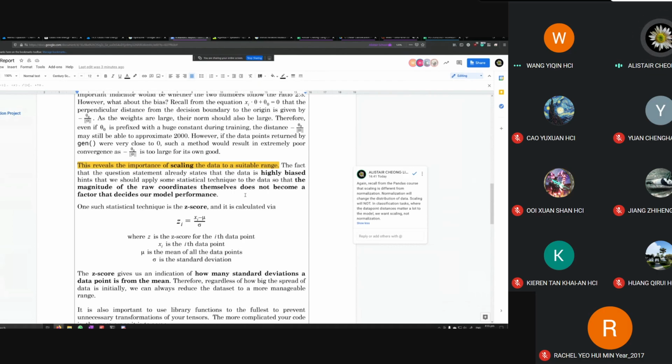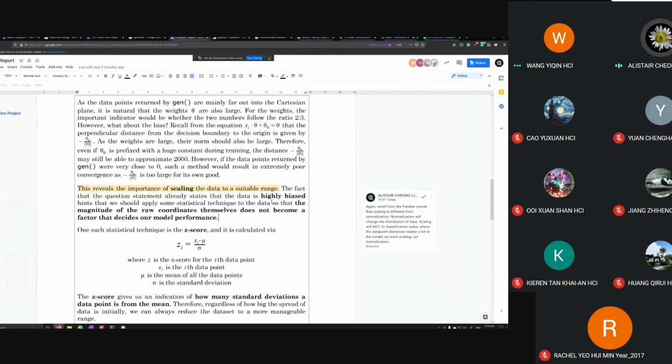Because the data is highly biased, and that's a bad thing, we want to make sure that the magnitude of the raw coordinates, which is the points returned by a generator function, doesn't become a factor that decides your model performance. In other words, we want a model that generalizes well. Regardless of the range of the data, it can still split the points correctly, so that it won't break, for example, a series code if we put in data points that are close to zero.